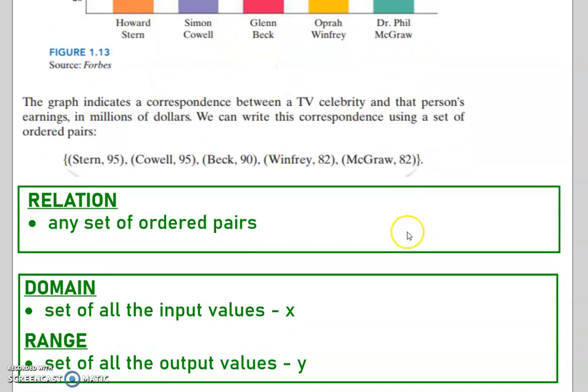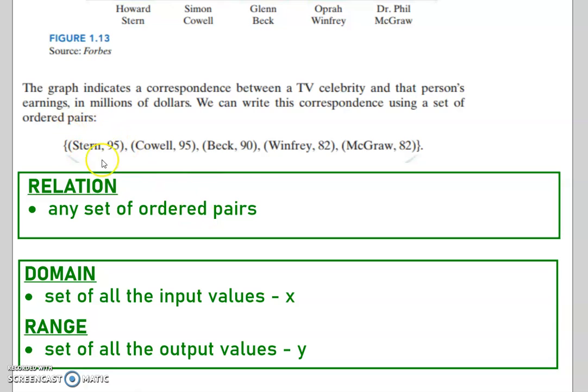Now we can talk about that relation, and the ordered pairs include x values and y values. So there's a name for that. The domain is the set of all the inputs or the x values. So here my domain would be Stern, Cowell, Beck, Winfrey, and McGraw. All of the x values, all of the inputs. And the range is the set of all the output values, or the y values. So here my range is 95, 95, 90, 82, 82, just the set of the y values. Okay, hopefully those words are a review.